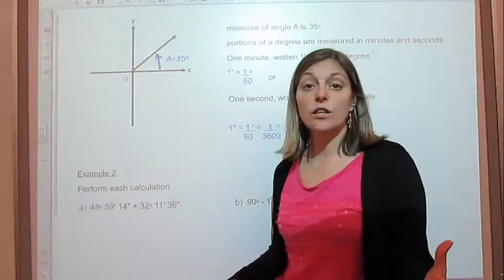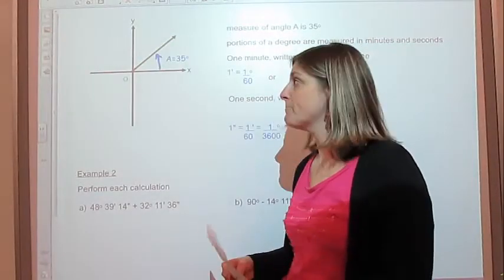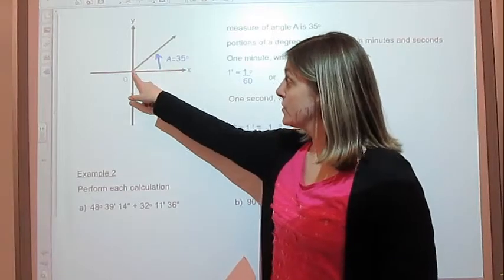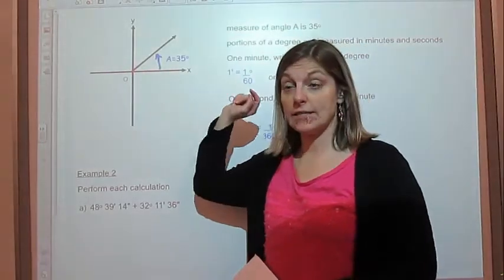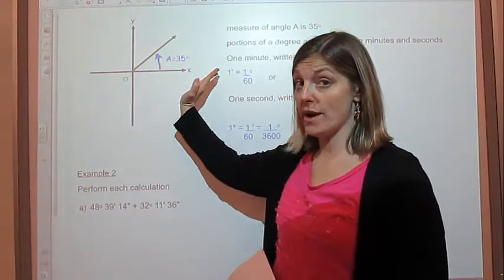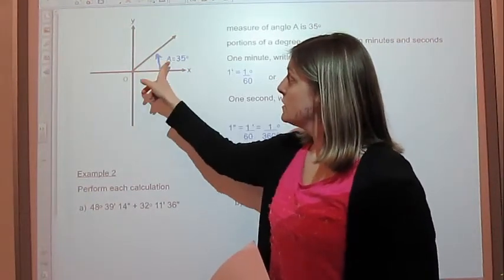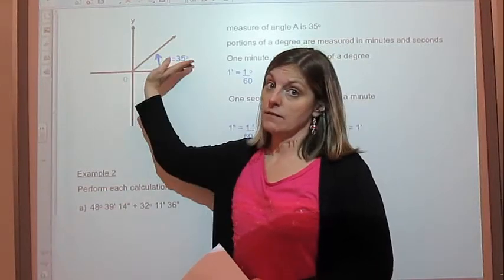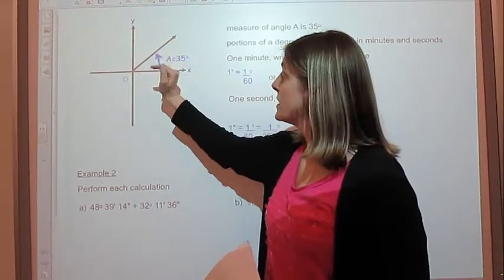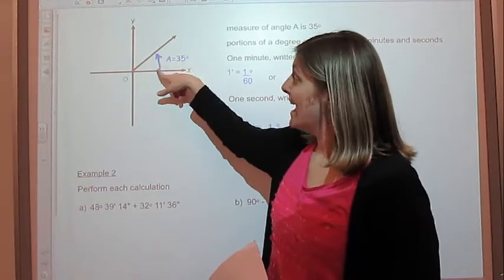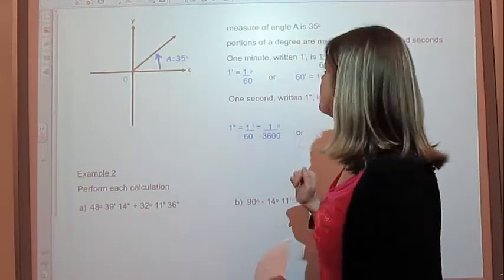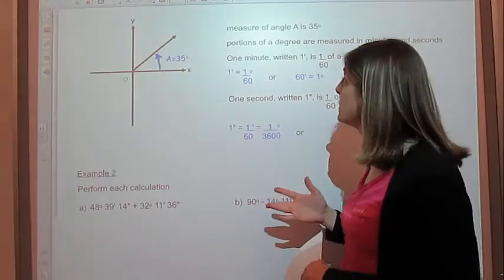All right, so let's take a look at angles on the coordinate plane. All right, so here's your initial side, that's the x-axis, on the right-hand side of the y-axis. And our terminal side is what's making that angle, finding that angle of rotation. So this angle is A, and it's 35 degrees. So the measure of angle A is 35 degrees.